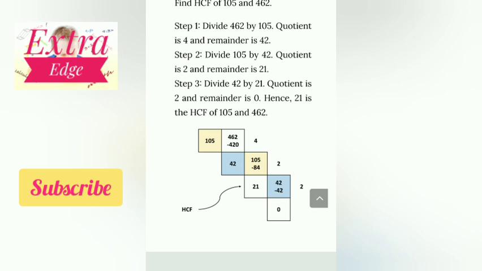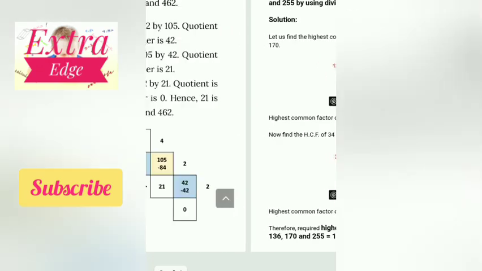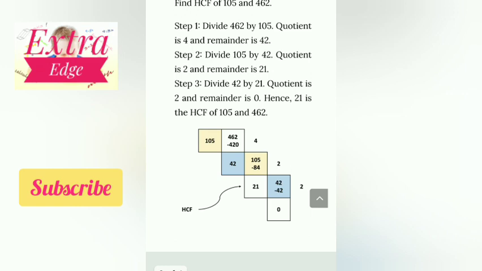Again we are getting a remainder. The previous divisor was 42, and now this will act as the dividend. When you divide 42 by 21, we get remainder 0. And since the last divisor is 21, the HCF of 105 and 462 is 21.